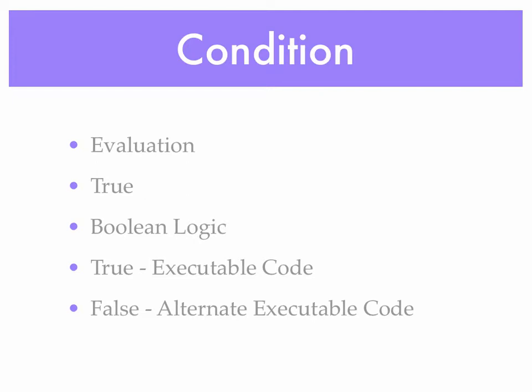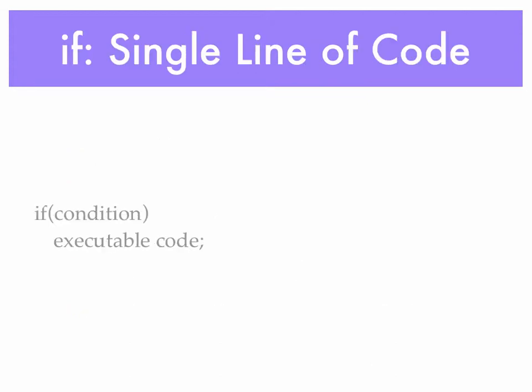An if-else construct involves a condition. That condition is evaluated. If it evaluates to true using Boolean logic, we execute some executable code. If it evaluates to false using Boolean logic, we have alternate executable code provided to us. Now an if statement looks like this. I've got a condition that I evaluate. If it evaluates to true, I execute the associated code.